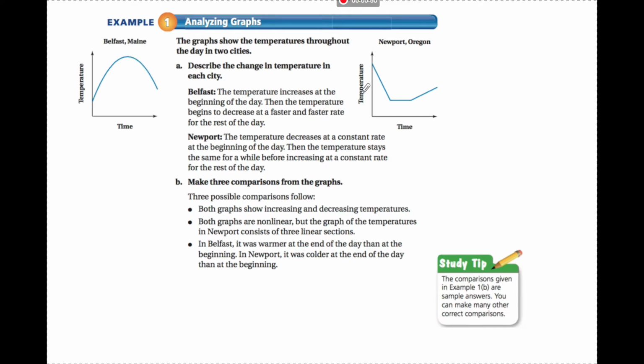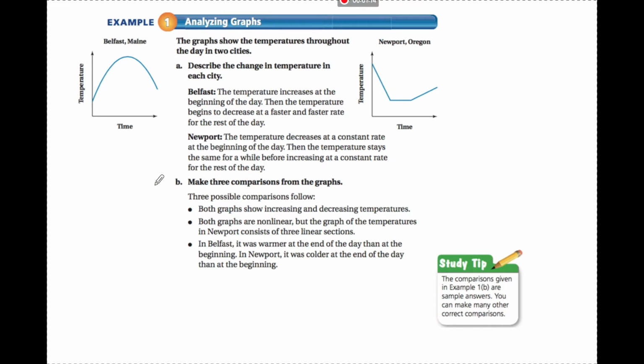Newport, on the other hand, the temperature decreases at a constant rate at the beginning of the day. We can see that here. It's constant because it's linear. Then the temperature stays the same for a while before increasing at a constant rate for the rest of the day. So it decreases constantly, stays the same, and then increases constantly as well.